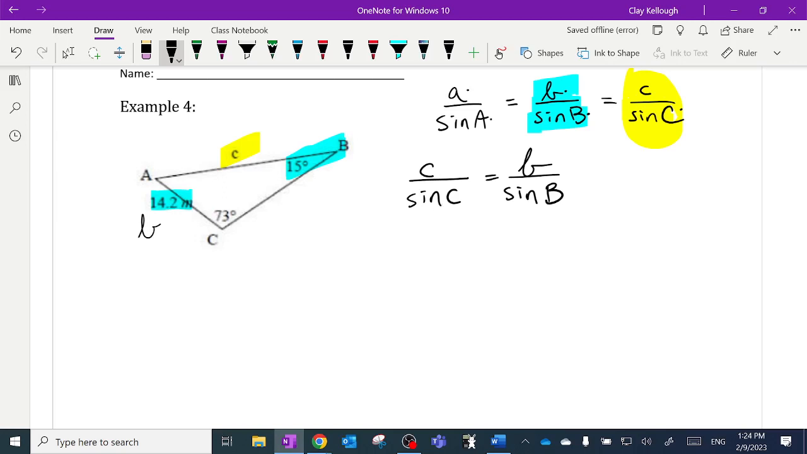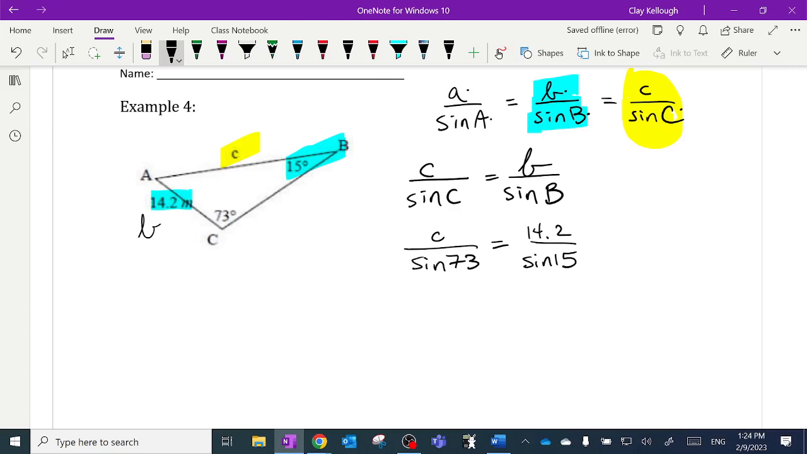I know that angle C is 73 degrees. I know that side B is 14.2. And I know that angle B is 15 degrees. So the only thing I don't know, which is the thing I'm looking for, is side C. And now it comes down to the math. Once I've figured out the formula and how it looks and which parts I want, how do I punch buttons here?